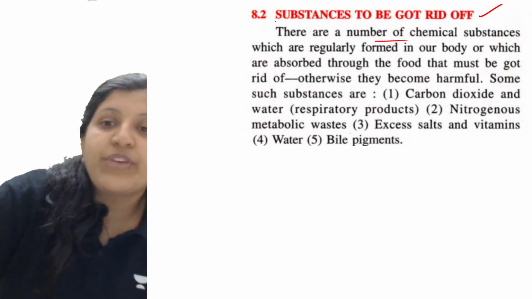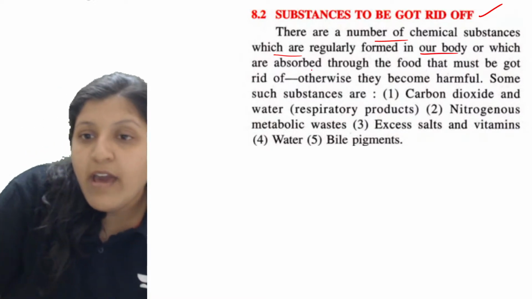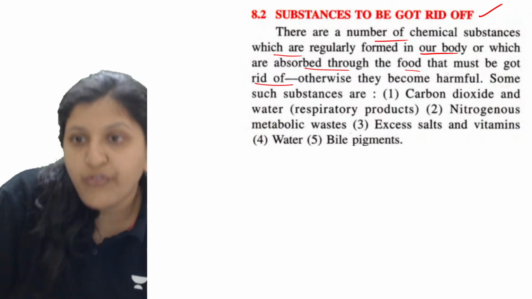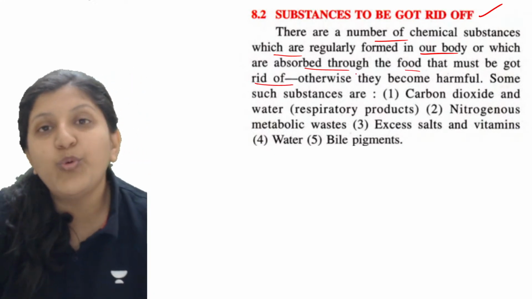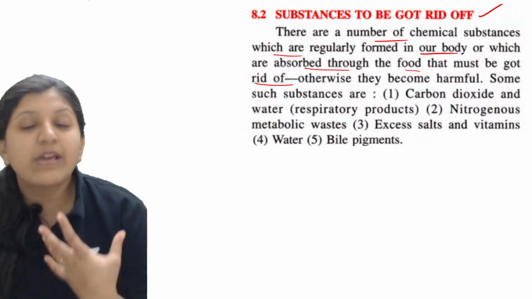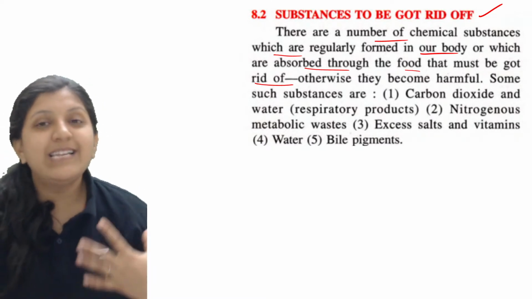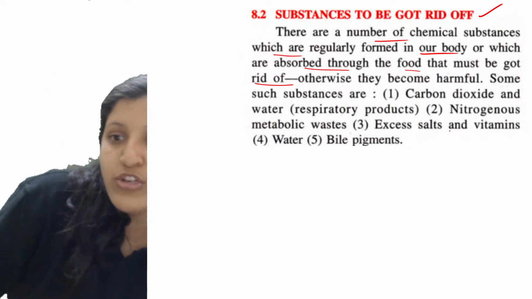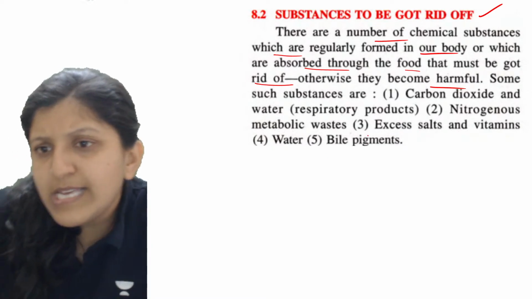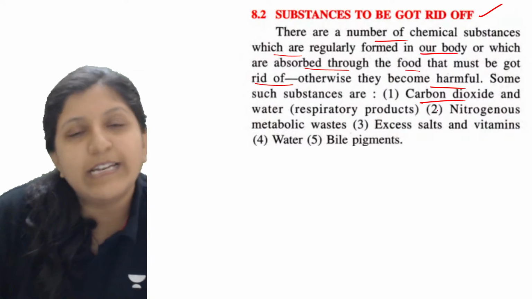There are a number of chemical substances which are regularly formed in our body or absorbed through the food, and they must be got rid of. Otherwise, if we are not removing them from our body, they can become toxic and harmful, and can damage the surrounding tissue. Some such substances are carbon dioxide. How exactly does carbon dioxide removal occur? That is through the lung.